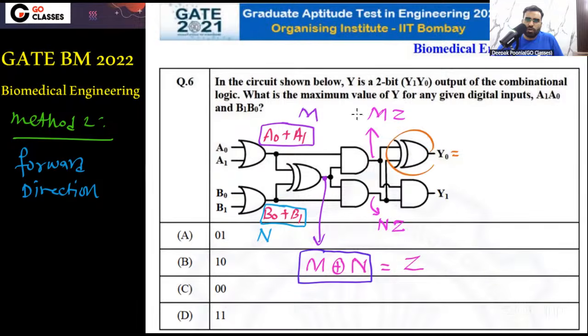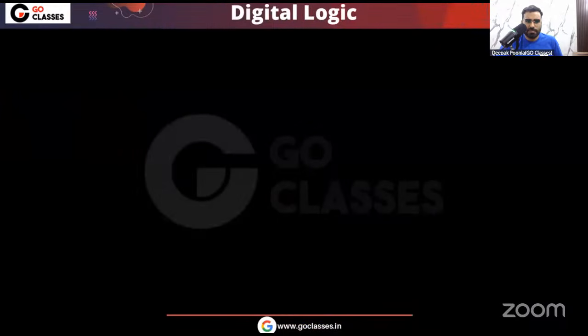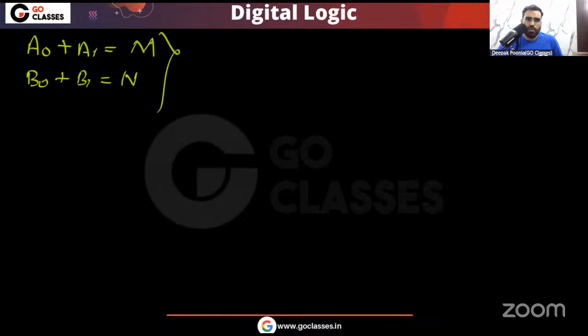So now you tell me, what is the Y0 expression? Here we have XOR gate, so basically you are doing MZ XOR NZ. And what is the Y1 expression? Here there is AND gate, so we are basically doing MZ and NZ. Okay, very simple. Now let's see what we got. So remember, A0 or A1, I am writing it M. B0 or B1, I am writing it N. Also, M XOR N, I am writing it Z.